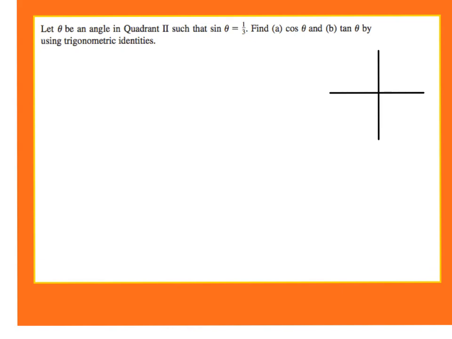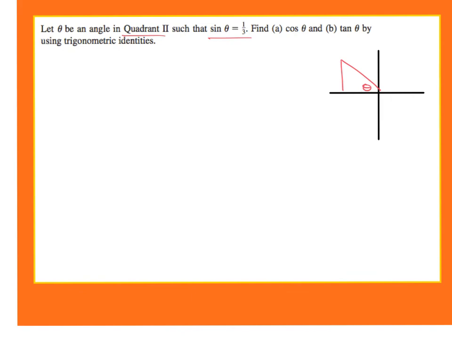Let theta be an angle in quadrant 2 such that sine of theta equals 1/3.